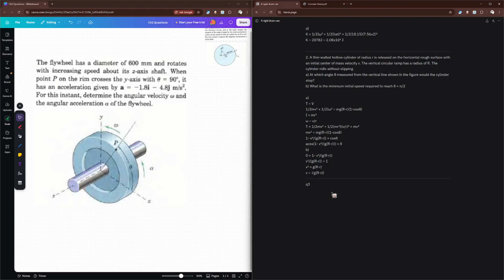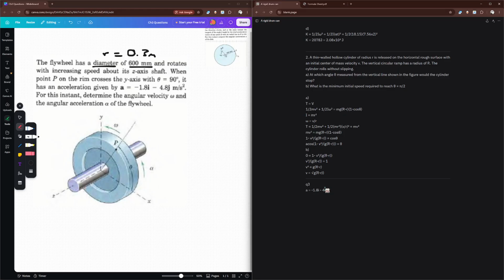So this question is still very easy. Actually, it looks intimidating, but it's not. First of all, we need to keep in mind this is a diameter of 600 millimeters, so its radius is going to be half, 300 millimeters, and then convert that to meters. We're going to have 0.3 meters as our radius. So always put yourself into SI units when doing these questions. And then we get that a is equal to negative 1.8 i minus 4.8 j.